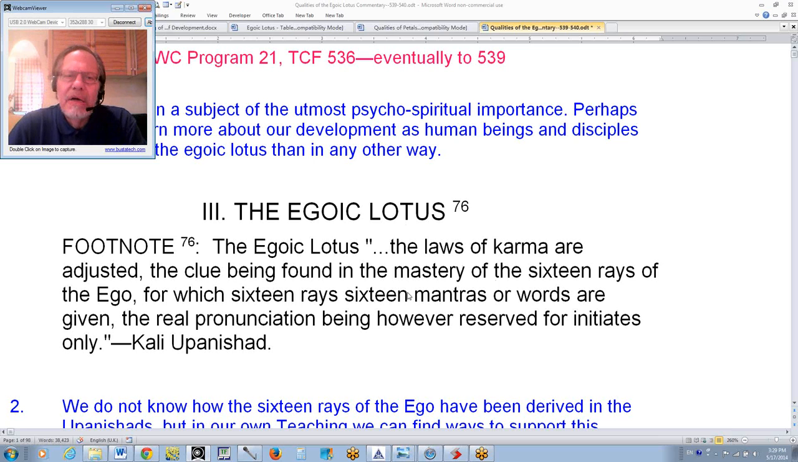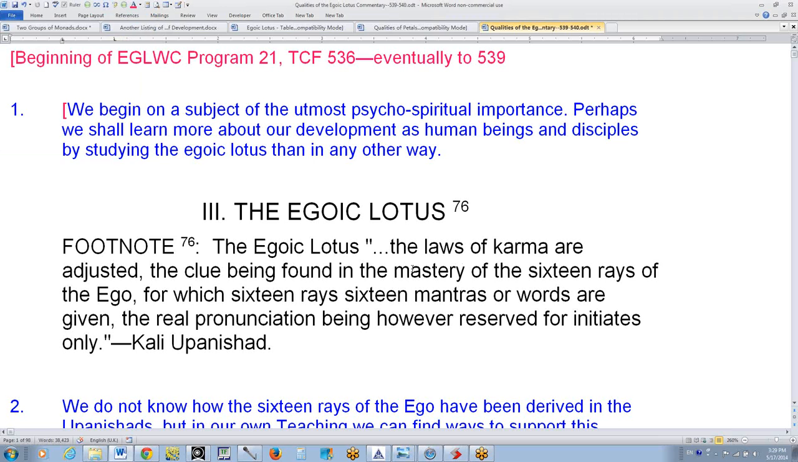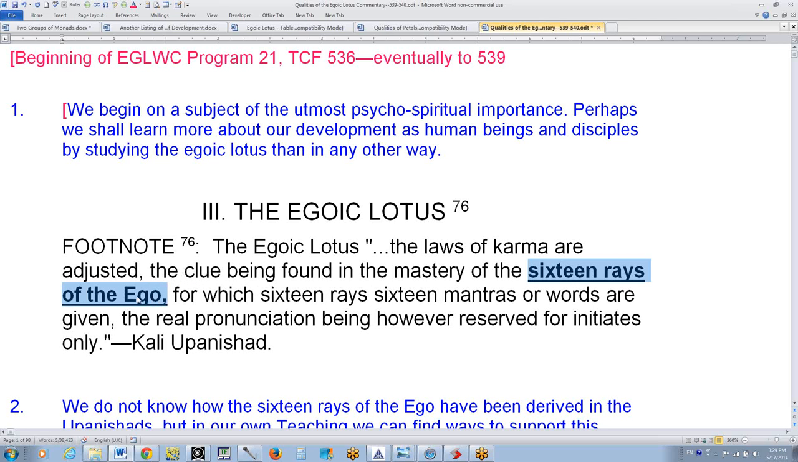Okay, so the Egoic Lotus. The laws of karma are adjusted, the clue being found in the mastery of the 16 rays of the ego, for which 16 rays mantras or words are given, the real pronunciation, however, being reserved for initiates only. The exact pronunciation of the invocative word is so powerful. This, says the Tibetan, is from the Kali Upanishad.